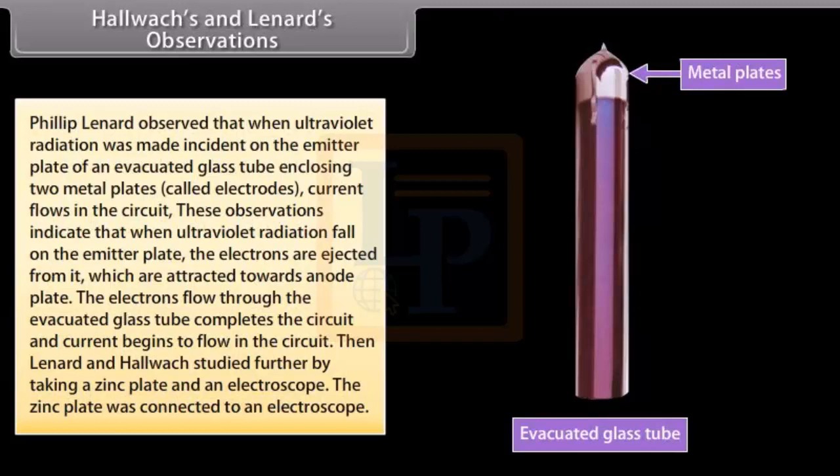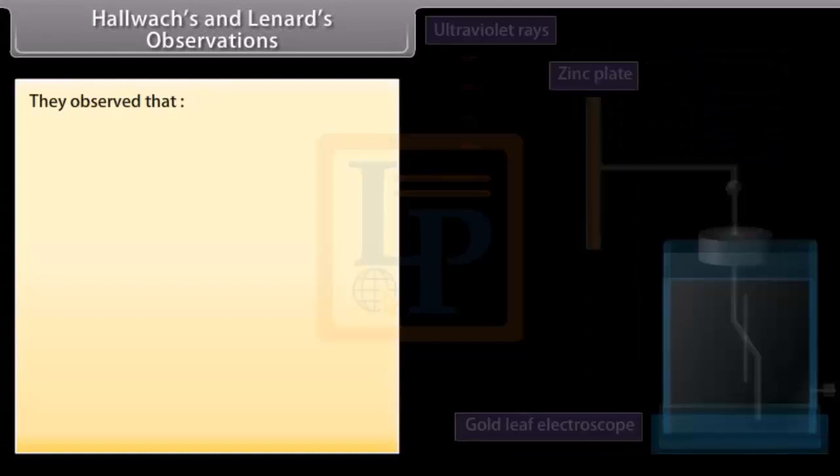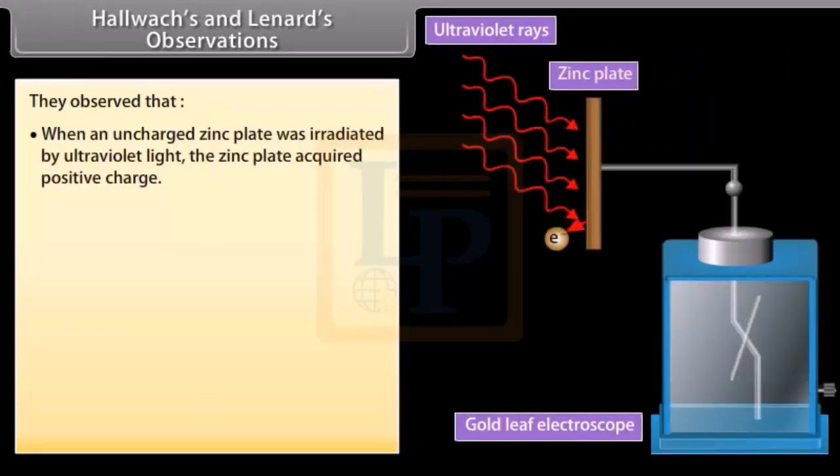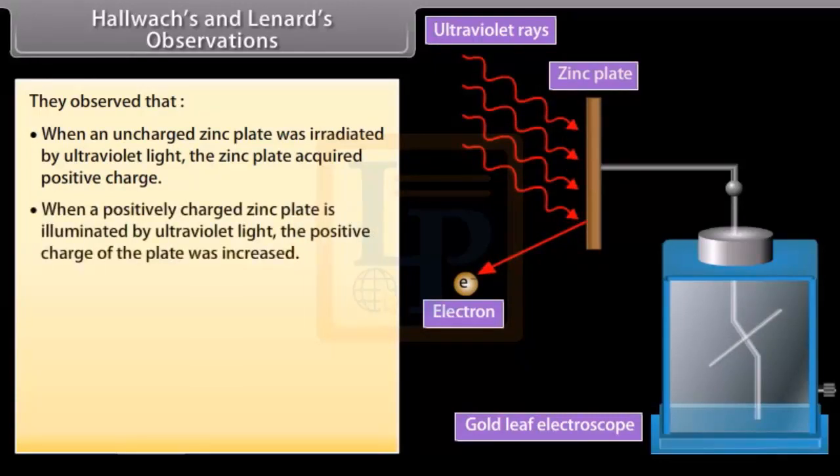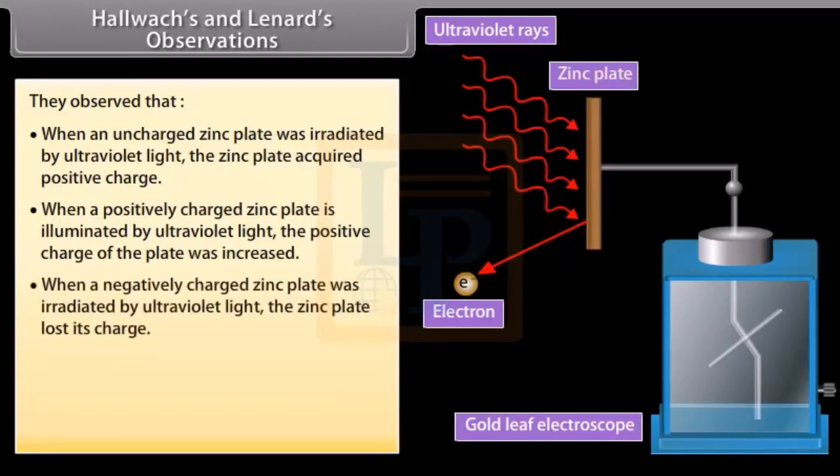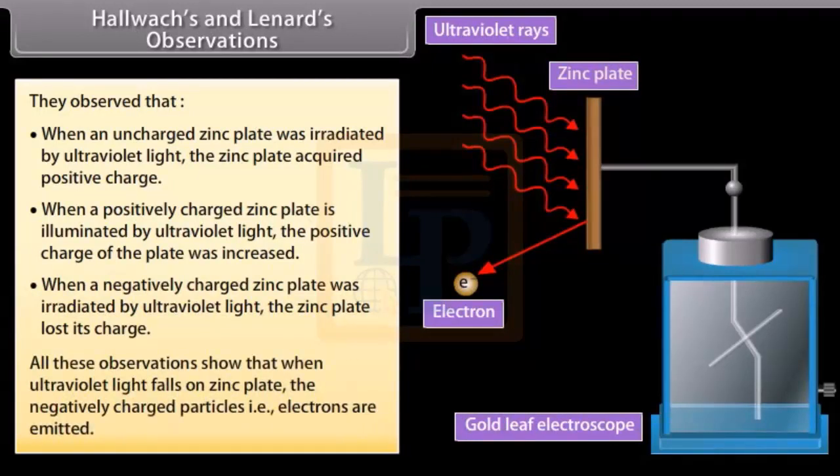Then Lenard and Hallwachs studied further by taking a zinc plate and an electroscope. The zinc plate was connected to an electroscope. They observed that when an uncharged zinc plate was irradiated by ultraviolet light, the zinc plate acquired positive charge. When a positively charged zinc plate is illuminated by ultraviolet light, the positive charge of the plate was increased. When a negatively charged zinc plate was irradiated by ultraviolet light, the zinc plate lost its charge. All these observations show that when ultraviolet light falls on a zinc plate, the negatively charged particles, that is electrons, are emitted.